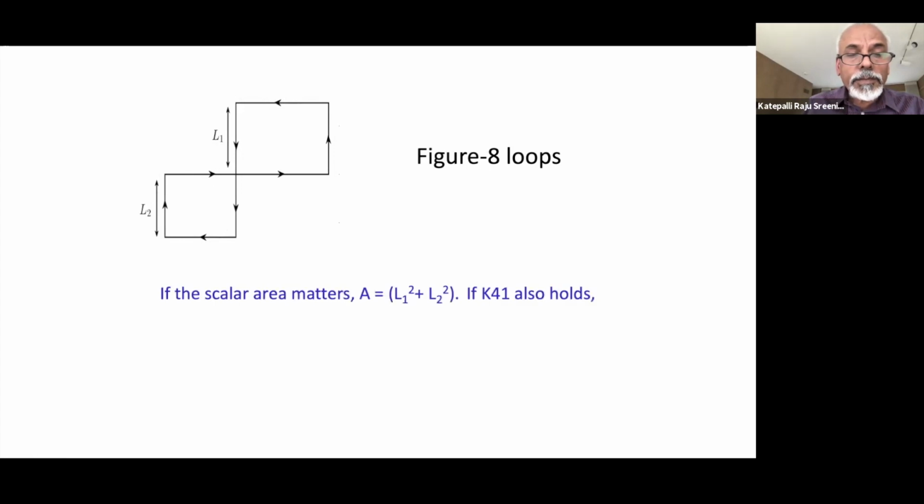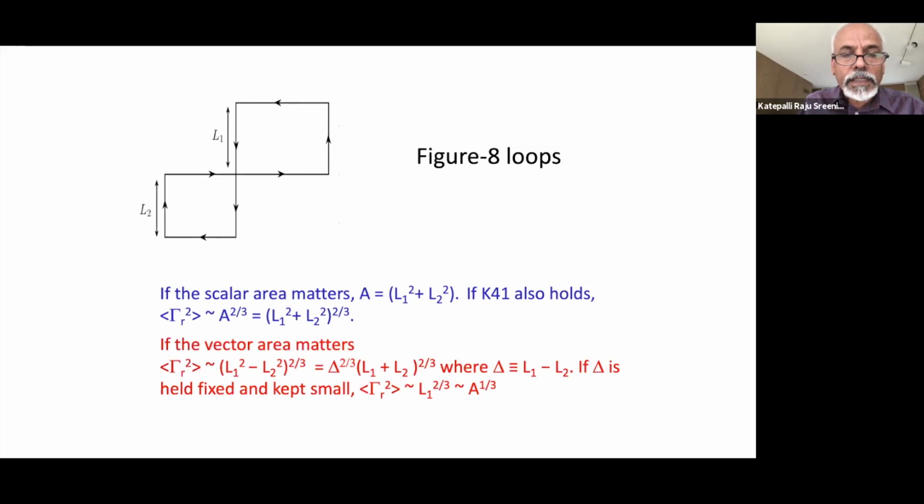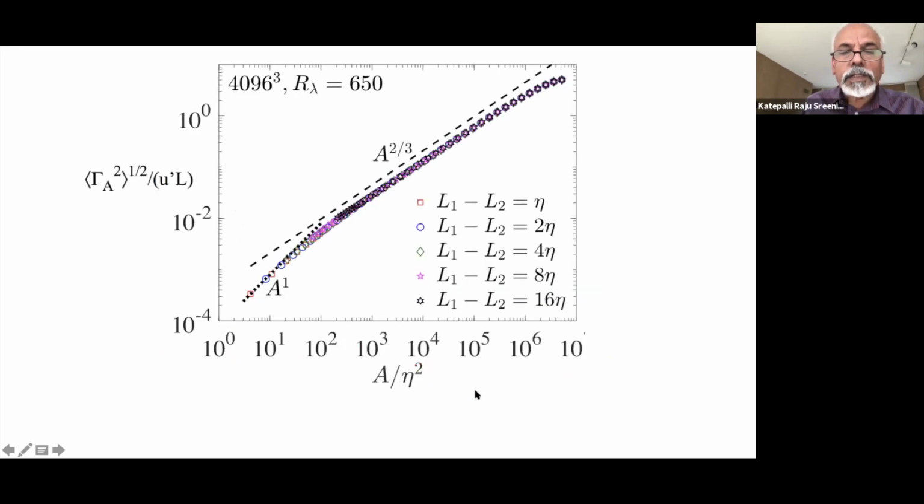Now, there's a big consequence to this. If I simply add them up without worrying about the signs, then the second order moment goes like (L1 squared plus L2 squared) to the power 2/3, L1 and L2 being the numbers shown there. If on the other hand, I take the vector sum, then it goes like area to the power 1/3, which is a very different thing. So you actually compute it. This is what you find. It goes like 2/3. And that shows that the scalar area rule is correct.